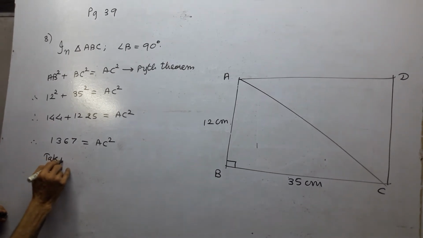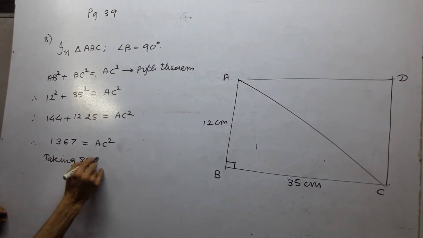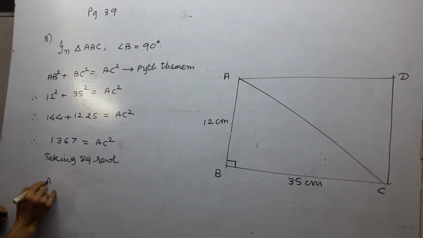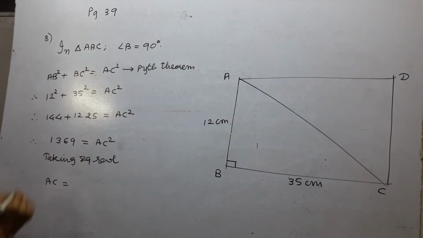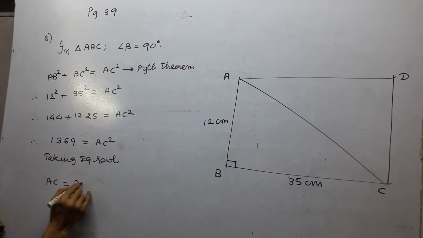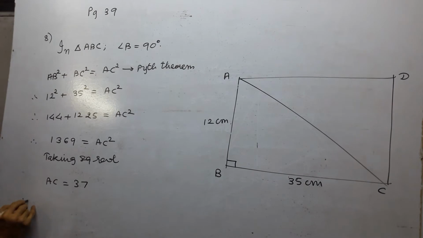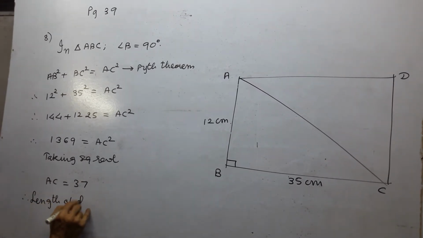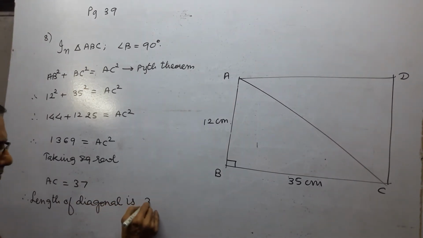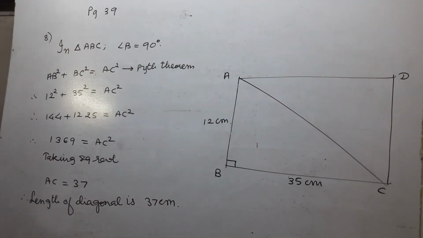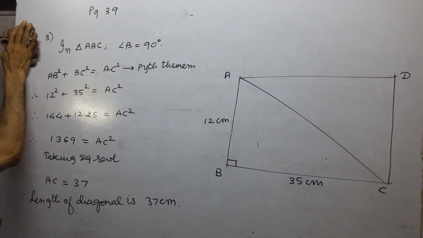So taking square root, we get AC is equal to 37, and therefore the length of the diagonal is 37 centimeter. Now let us take the ninth one.